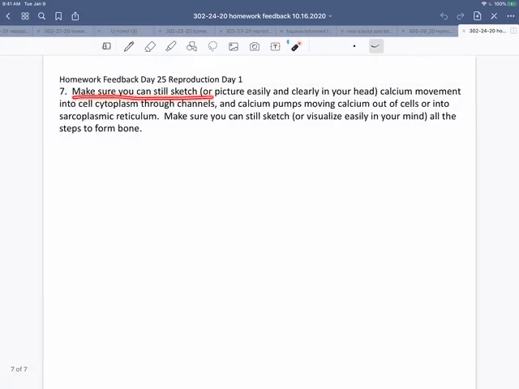And the last one was just to make sure you could still do these things from an earlier one, and some people sketched it and some just said they could.